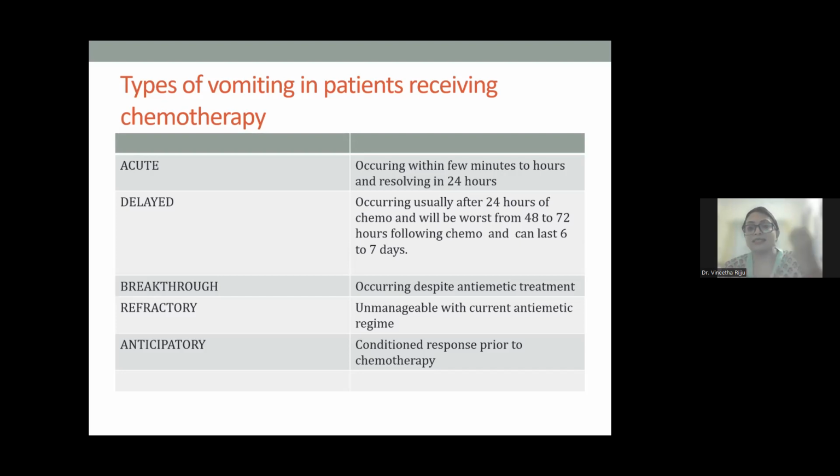Now, mind you, how we tackle the vomiting differs for each of us. For anticipatory vomiting, there are certain drugs that we prefer to use or advise. Are you aware of what could be given for anticipatory vomiting? Has any of you prescribed any antiemetic for anticipatory vomiting?